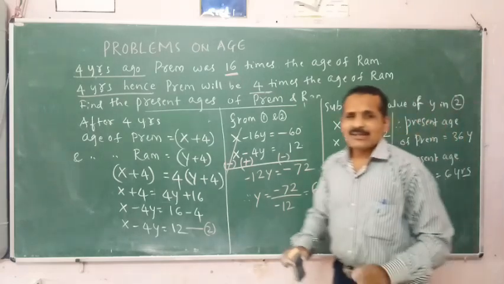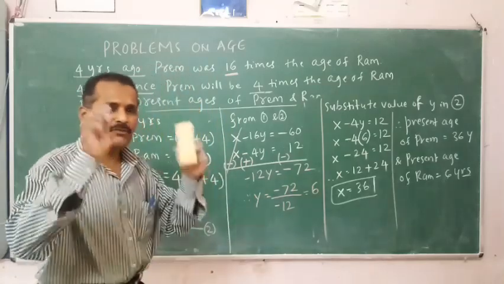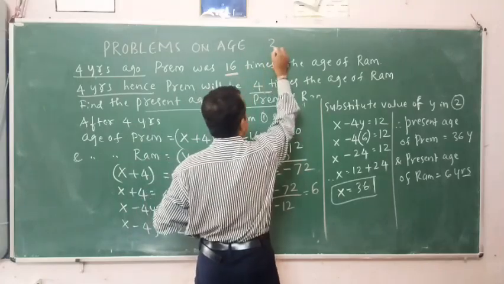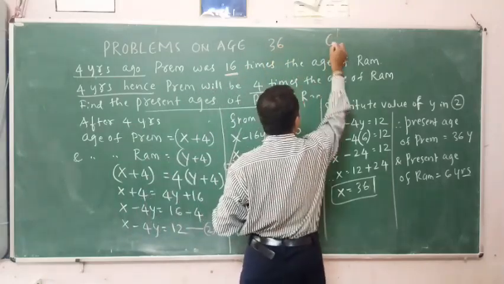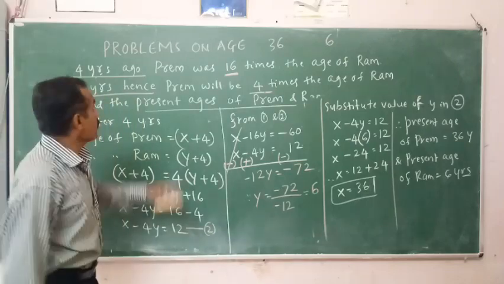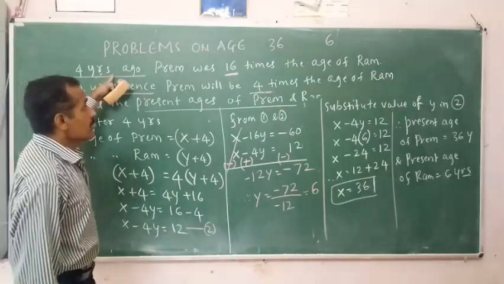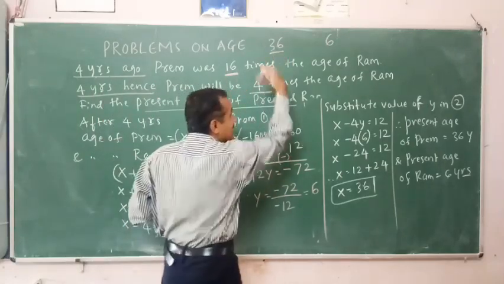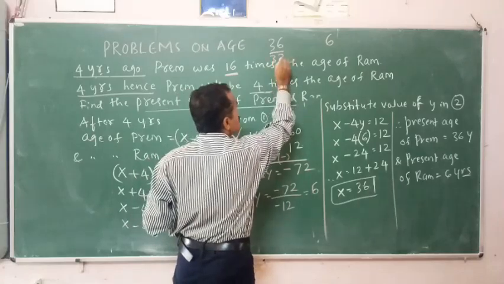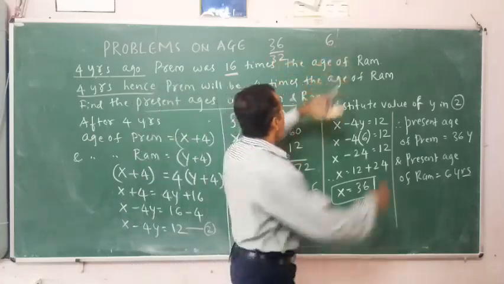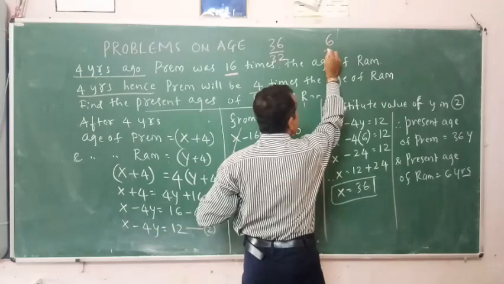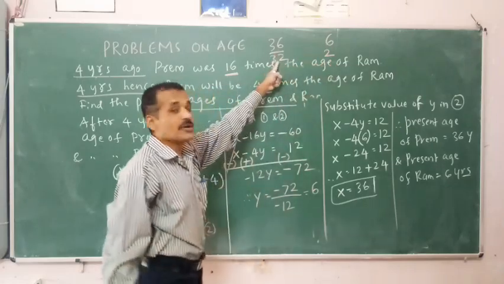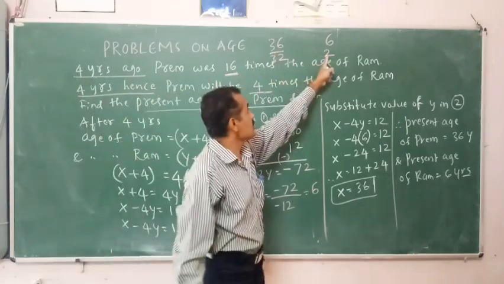My dear children, just by giving you verification, I will wind up here. I got the ages: 36, and one more age, 6. I will verify the answer whether I am correct or not. Four years ago, Prem will be 16 times. From 36, you reduce 4 years, it will be 32. And from 6, you reduce 4 years, it will be 2 years. Can I say he will be 16 times? 2 16s are 32.